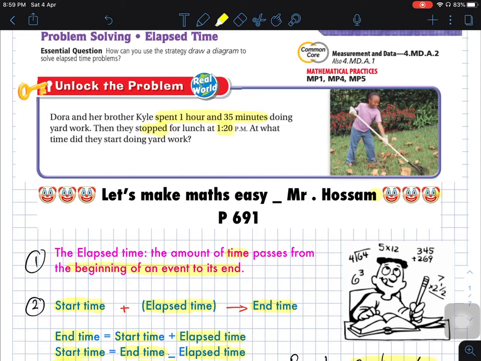Dora and her brother Kyle spent 1 hour and 35 minutes doing yard work. Then they stopped for lunch at 1:20 p.m. At what time did they start doing yard work? Okay everyone, before starting to think about this question, you have to take 3 points into consideration. The first one, the start time. The second one is the elapsed time. And the third one is the end time.